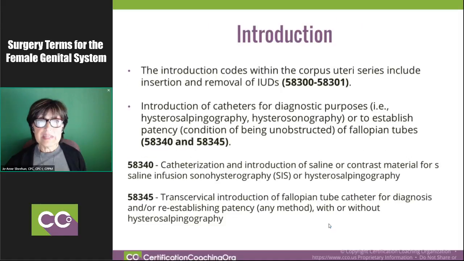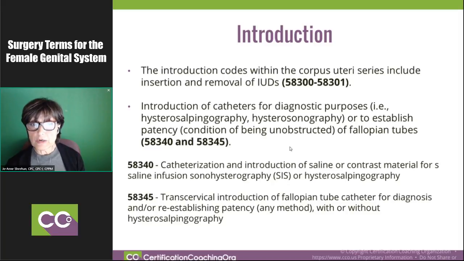Okay. Now, the introduction codes within the corpus uteri series include the insertion and removal of the IUD, 58300 through 58301. Introduction of catheters for diagnostic purposes, for example, hysterosalpingography or hysterosonography, or to establish patency, which is looking in the fallopian tubes to see if they're obstructed or not. And these codes would be 58340 and 58345.